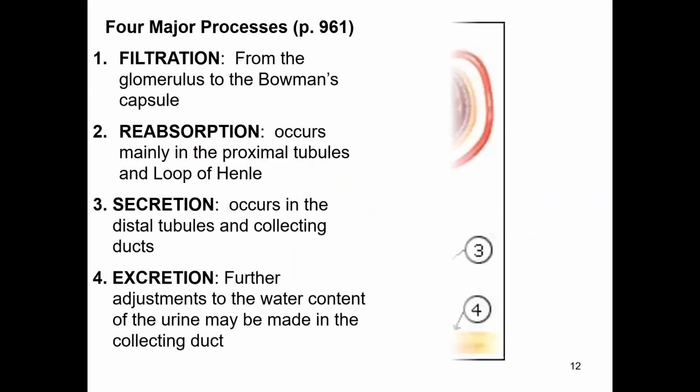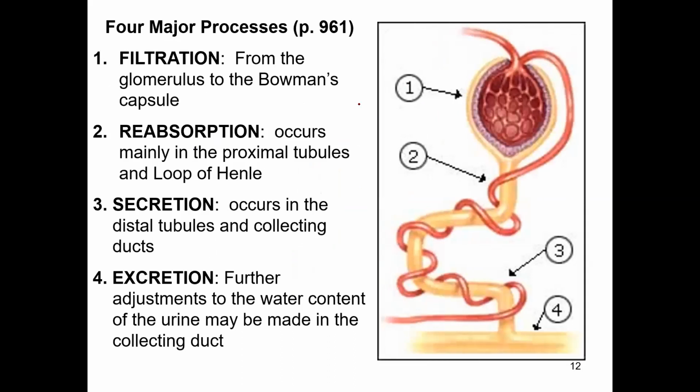Okay, four major processes: filtration, reabsorption, secretion, and excretion. The first part, filtration. Second part, reabsorption, back into the blood of the good stuff. Secretion, bad stuff from the blood into the distal tubule, and then excretion via the collecting duct right there.